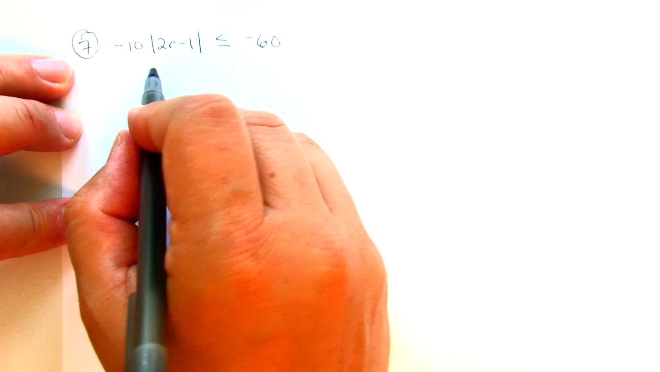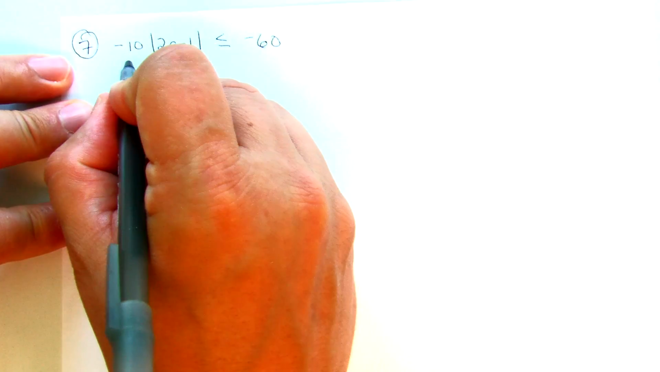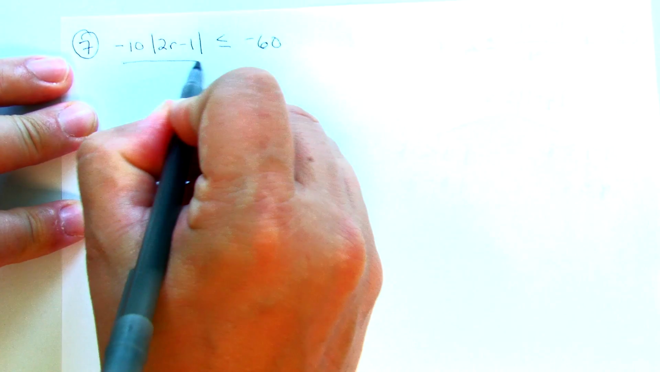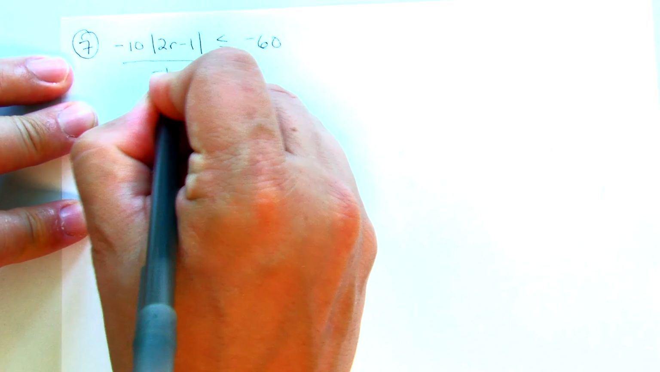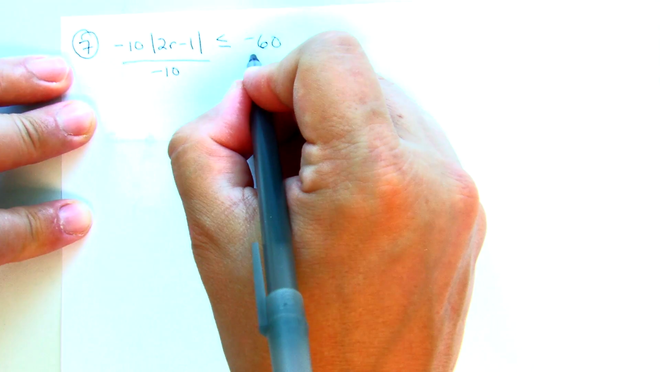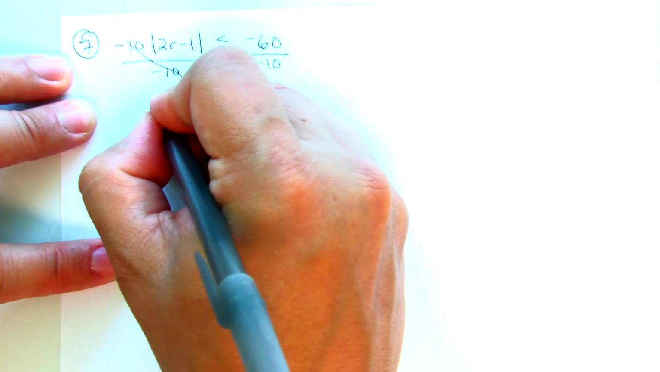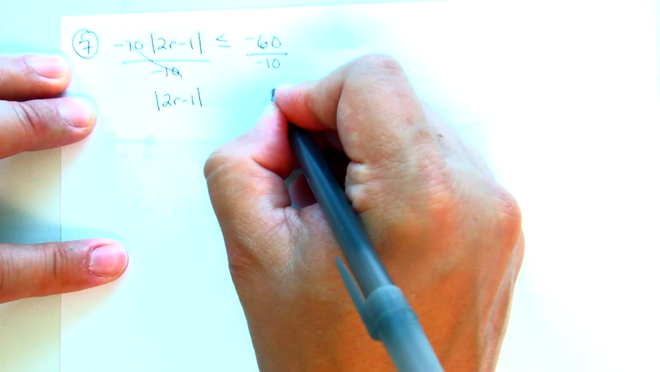So first thing, again, we always do is try to isolate that absolute value expression, so we have to get rid of this negative 10, which we'll do by dividing, right, because this is negative 10 times absolute value 2r minus 1. Divide by negative 10 here. These cancel out, so we end up with absolute value 2r minus 1. Over here we end up with positive 6.